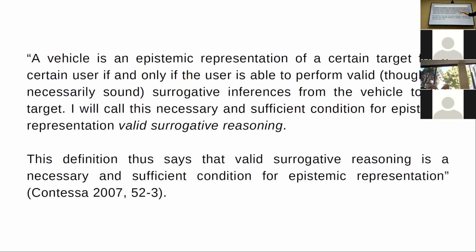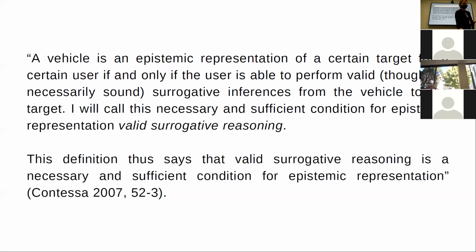This is Gabriella Contessa. He talks about this as a condition for valid surrogate reasoning, and he says this is a necessary and sufficient condition for epistemic representation. So the argument here is, if you want to represent one system in terms of another, you have to be able to derive valid inferences from one system to the other. This is again the inferentialist picture.